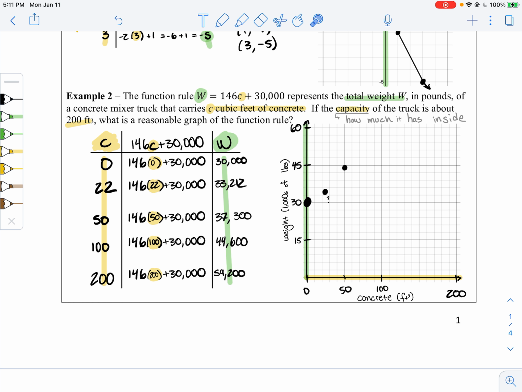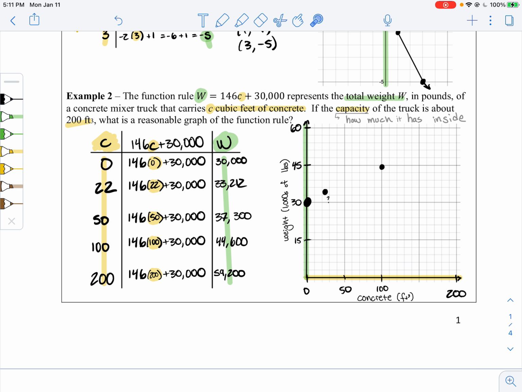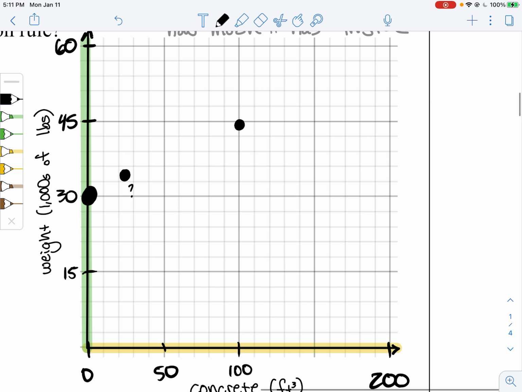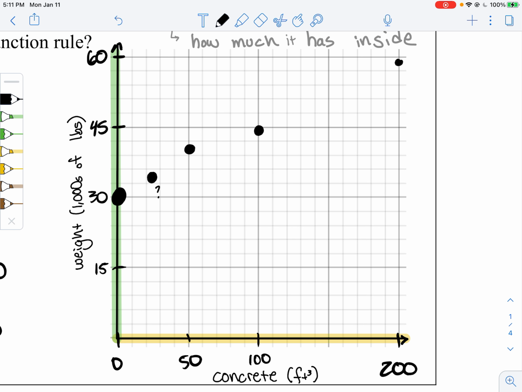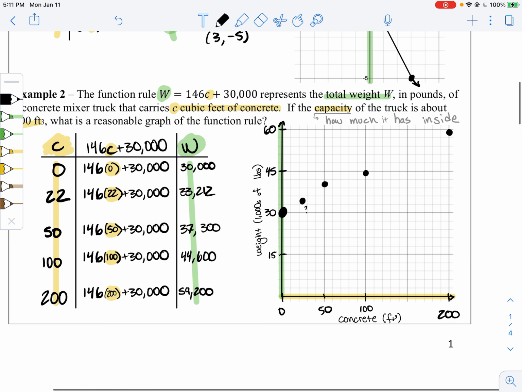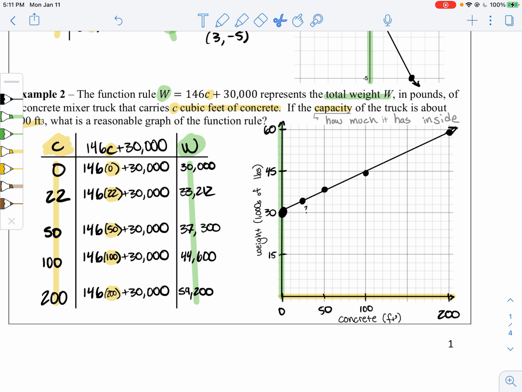With 50, we go up to 44,600, just going to be like here. With 100, we go up to, that was wrong. That's where 100 should be. Okay. With 50, we go up to 37,300, just be like here. And with 200, we go up to 59,200, which is about here. Now, if we did this right, they should all lie on the same line. They should, but that just means our graph is a little inaccurate. There we go. Good enough.